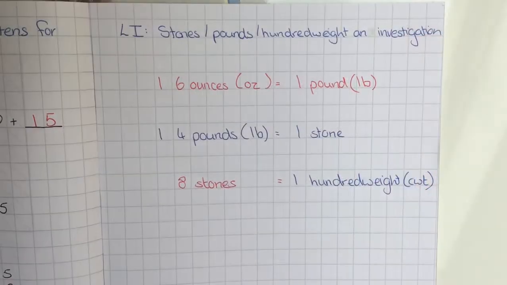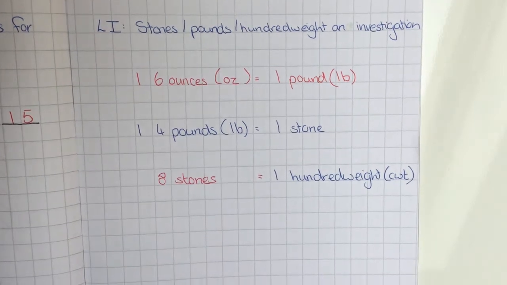Okay, good morning, squares. Squares, this morning we're going to be continuing our work on weight. Now we have looked at grams to kilograms, kilograms to grams, we've looked at tons. Now we're going to look at some of the more uncommon ones that we would come across, and even a historical one as well. So your learning intention is at the top. We're going to look at stones, pounds and hundredweight, and it's going to be a bit of an investigation.